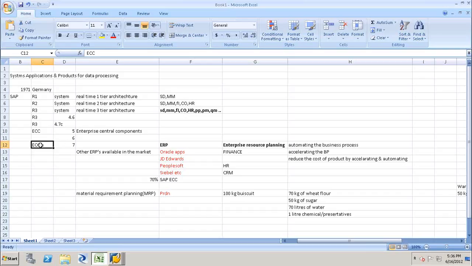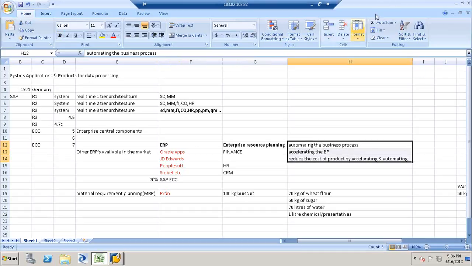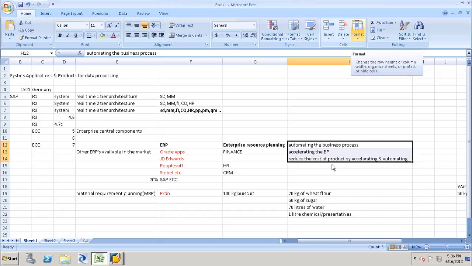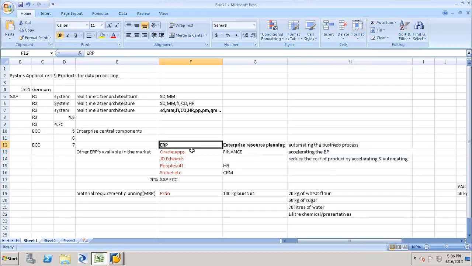So that is point number 2. And point number 3 is, SAP ECC is an ERP package. Full form of ERP is Enterprise Resource Planning. So using ERP, we can automate the business process, accelerate the business process, and reduce the cost of the product by accelerating and automating. There are other ERP packages available in the market like Oracle Apps, JD Edwards, PeopleSoft, Siebel. These all together have captured only 30% of the ERP market.